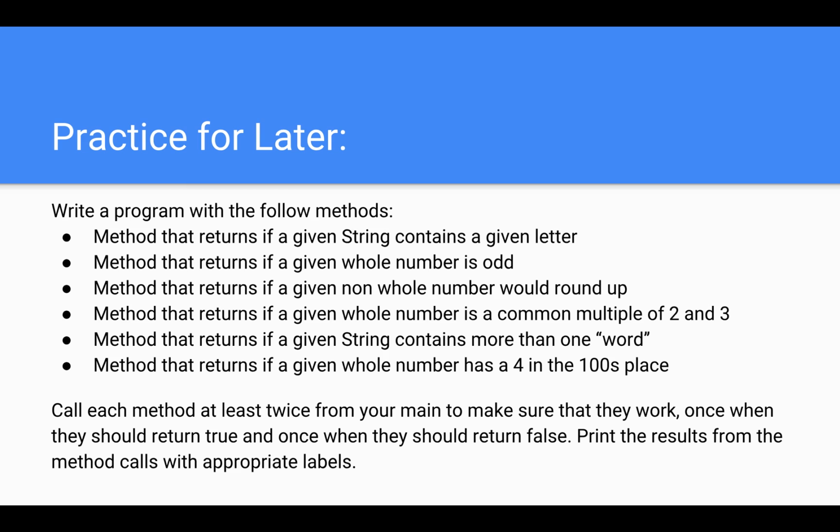And then what you should do is call each method at least twice from your main method to make sure they work. You should call it once when they should return true, and once when they should return false. And then print the results from the method calls with the appropriate labels. So basically do what we just did with our walkthrough. And that's the end. I hope that was helpful.